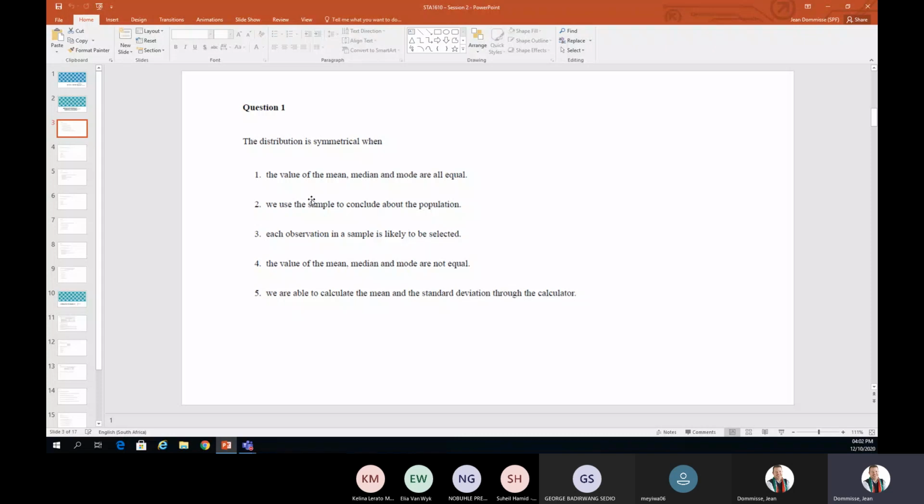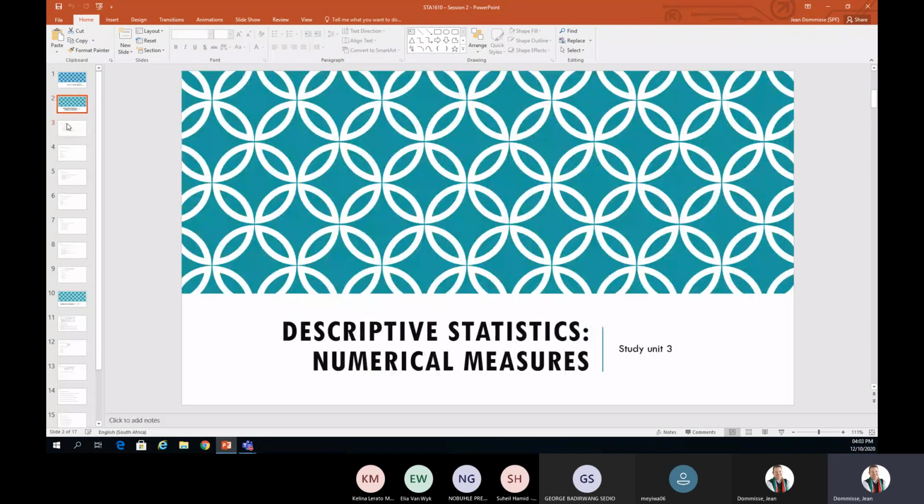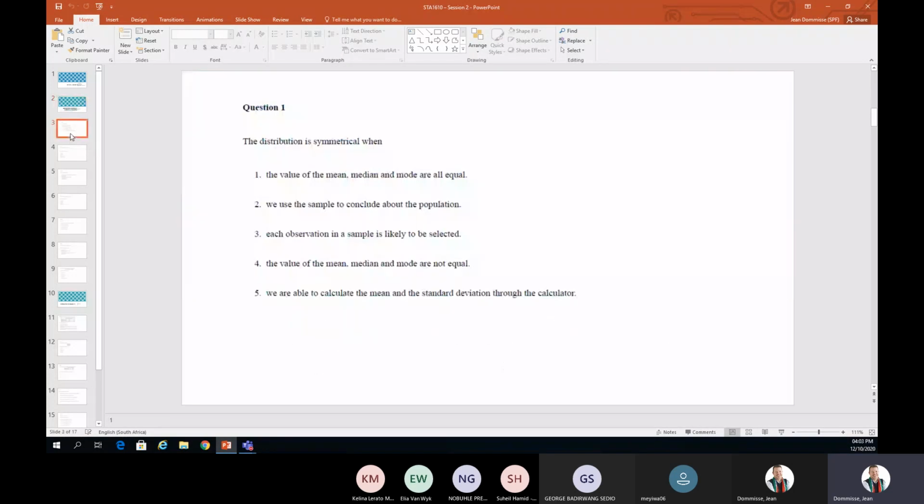Okay, so let's look at the first question of study unit 3. So study unit 3 is about numerical measurement. So it is looking at things like your mean, median, mode, standard deviation, variance, all those kind of things. There can be range, interquartile range, quartiles, all of those things are basically part of this study unit.